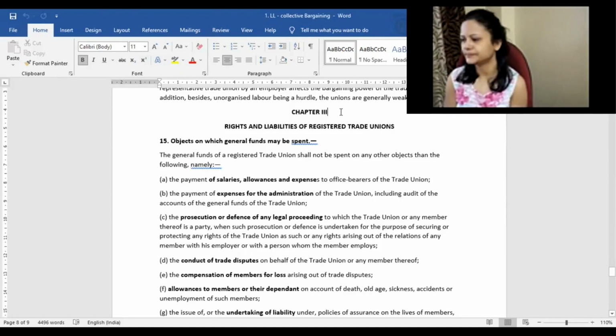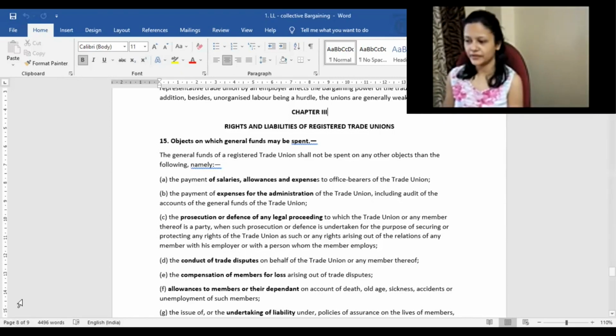So for labor law Unit 1, we started with the Trade Unions Act, right? Registration of trade union. Why is that needed? And all those we have studied. Then there were some provisions relating to rights and liabilities of a registered trade union.